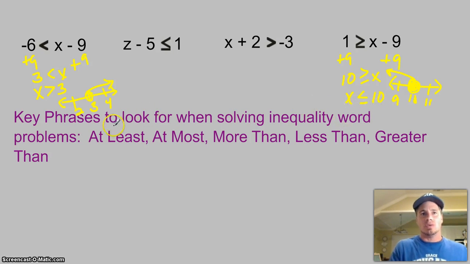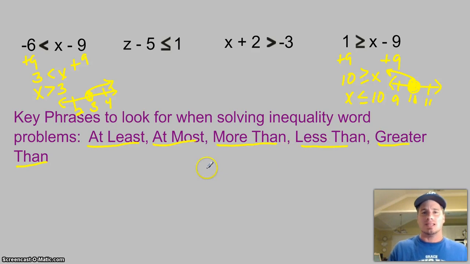Okay, so key words when we're looking at word problems are at least, at most, more than, less than, and greater than. That kind of tells you you've got an inequality for a word problem instead of an equation when you see these key words. Is an equal sign, but we don't see is in this list of keywords. We see at least, at most, more than, less than, greater than.